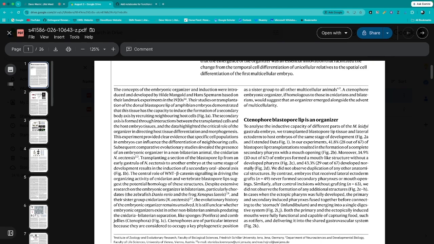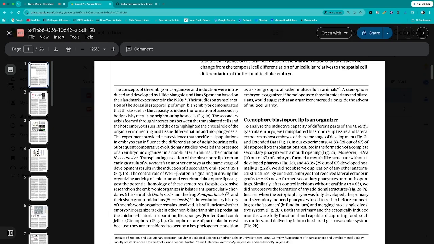Subsequent comparative evolutionary studies revealed the presence of an embryonic organizer in a non-bilaterian animal, the cnidarian, which we talked about. Transplanting a section of the blastoporal lip from an early gastrula of N. vectensis to another embryo at the same stage of development results in the induction of a secondary oral-aboral axis. The central role of Wnt beta-catenin signaling in driving the organizing activity of cnidarian and vertebrate blastoporal lips suggests the potential homology, or shared ancestry, of these structures.